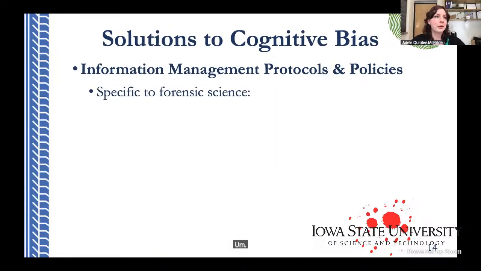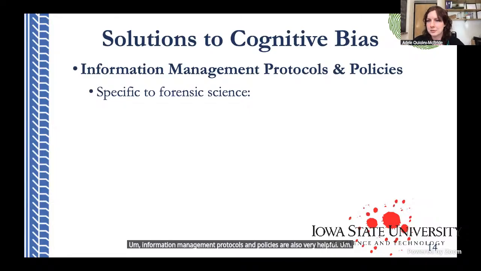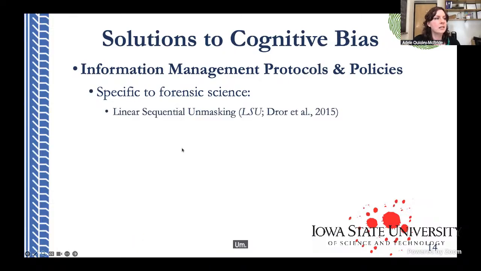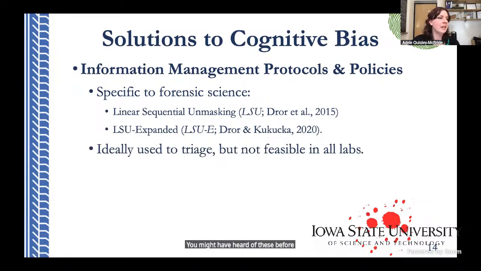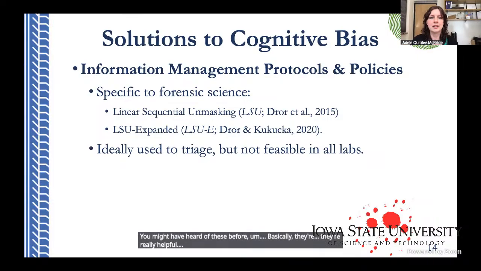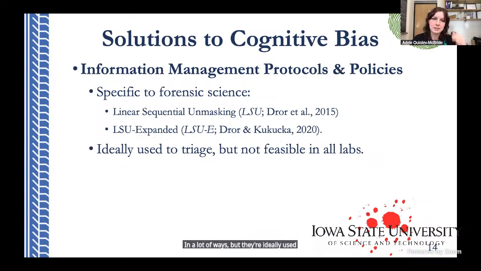Information management protocols and policies are also very helpful. There's lots of different kinds that have occurred in, not just forensic science. There's medical field ones, there's ones in risk assessment. But specific to forensic science, we have linear sequential unmasking and linear sequential unmasking expanded. You might have heard of these before. Basically, they're really helpful in a lot of ways, but they're ideally used to triage cases. But this isn't always feasible in labs.